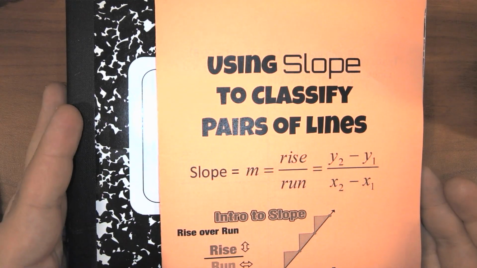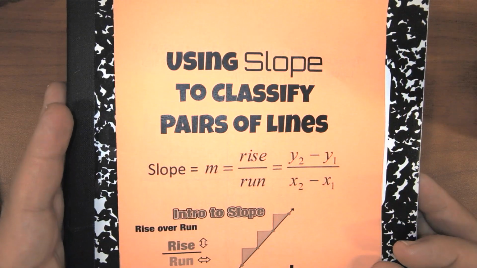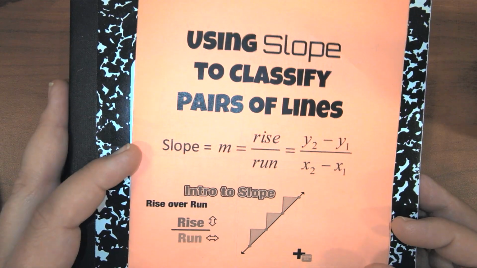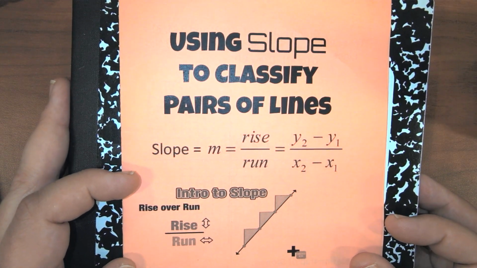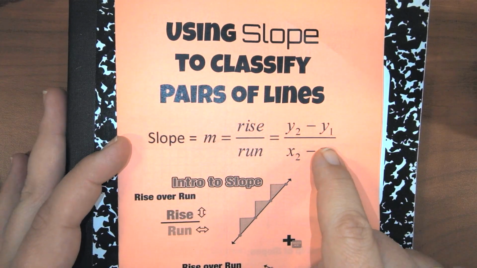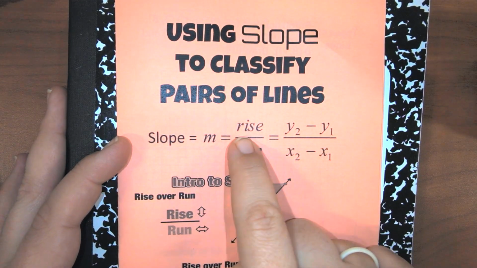This is Mrs. Clark. We're going to be talking about how do we use slope to classify pairs of lines. So how do I tell what type of lines these are using their slope? It's probably been a while since you've done slope. Here's the slope formula to remind you. Slope is rise over run.